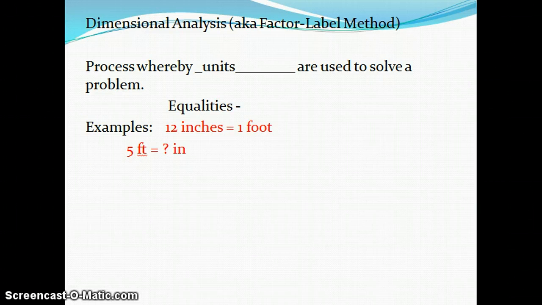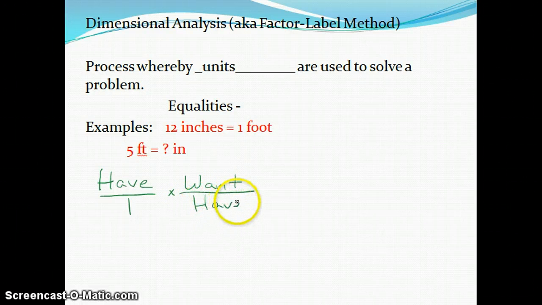All right, so how we want to set these up is we're going to set up what we have divided by 1 times what we want over what we have. Okay, and that might seem a little confusing because you have no idea what I'm talking about when I say have and want. When I say have, I'm talking about the units that we're starting with.